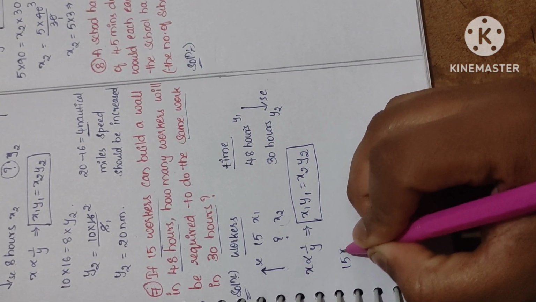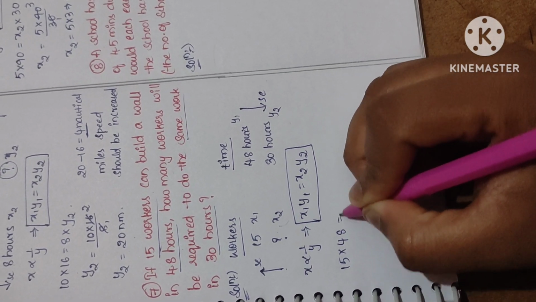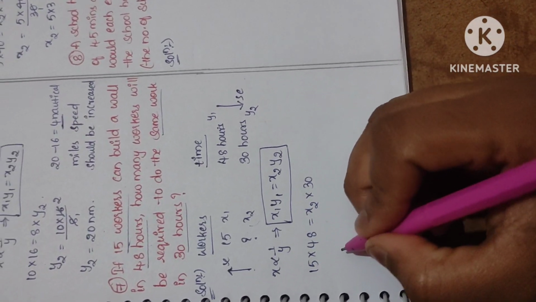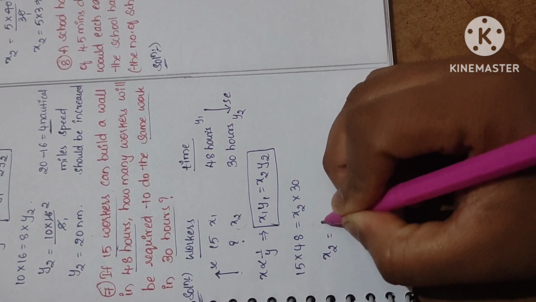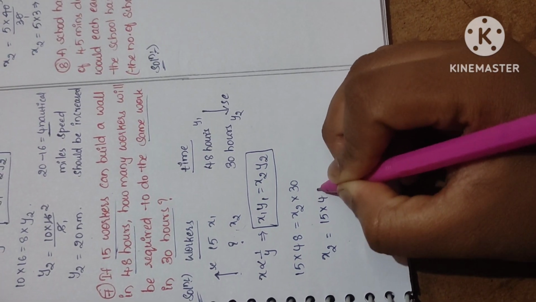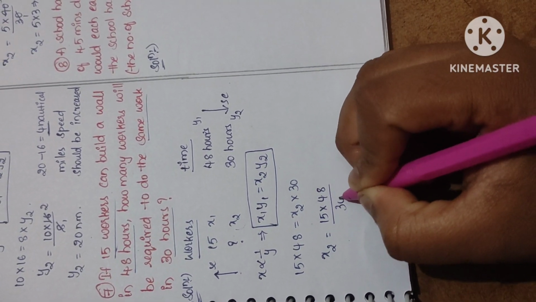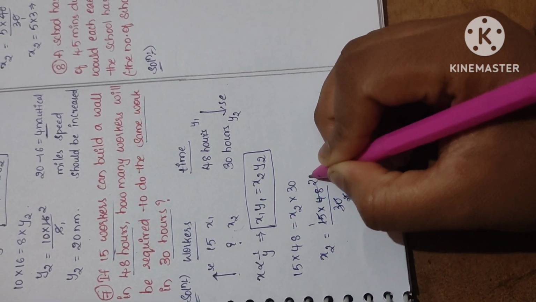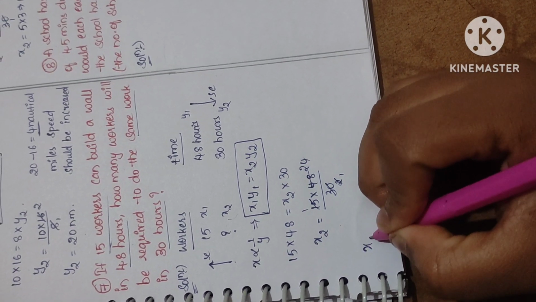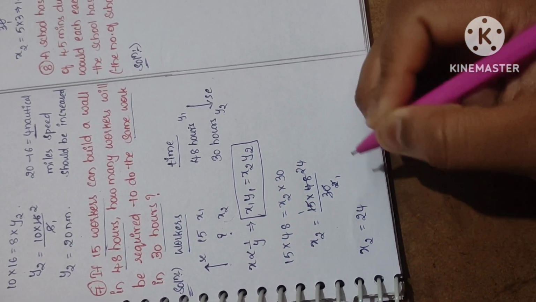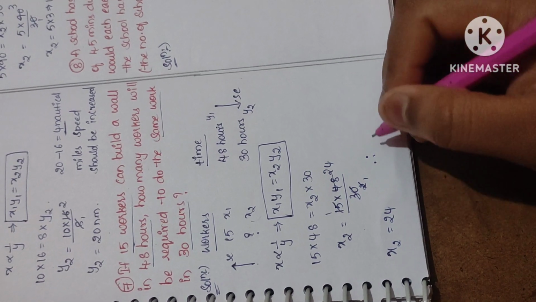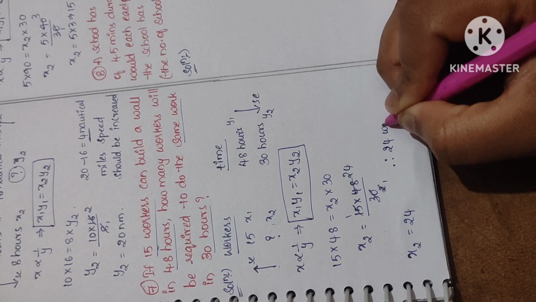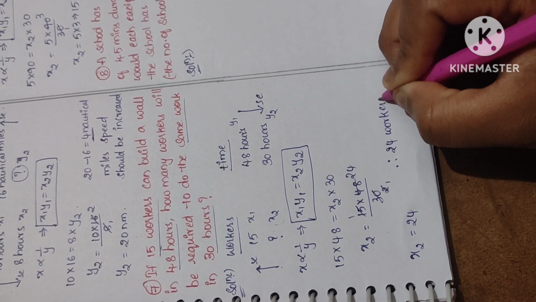So let's substitute the values of x1, y1, y2 to get the value of x2. So substitute in the formula, 15 into 48 equal to x2 into 30. This into 30 will come to left side, will become divided by 30. So x2 equal to 15 into 48 by 30. 15 ones are 15, 15 twos are 30, 2 ones are 2, 24s are 48. So what is the value of x2? 24. So here 24 is what? Workers. So therefore we can write the final statement: 24 workers can complete the same work within 30 hours.